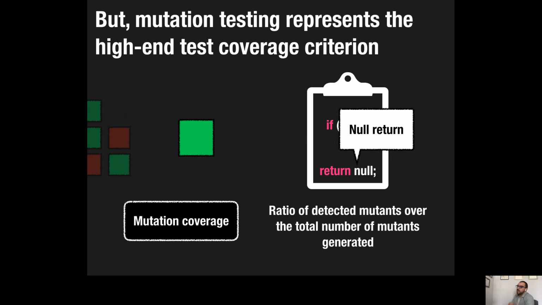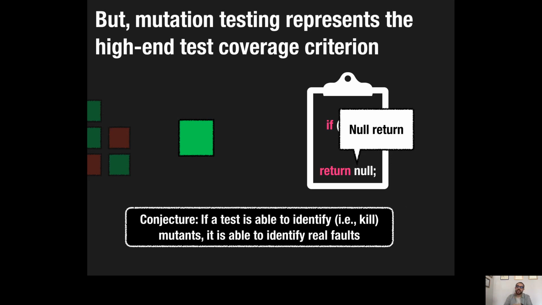by a test case. And so mutation coverage is given by the ratio of the detected mutants over the total amount of mutants generated. Of course, the conjecture behind mutation coverage is that if a test is able to identify mutants, artificially created defects, it is also able to identify real faults when they present themselves, when they manifest themselves. This is, of course, a more powerful alternative to code coverage.